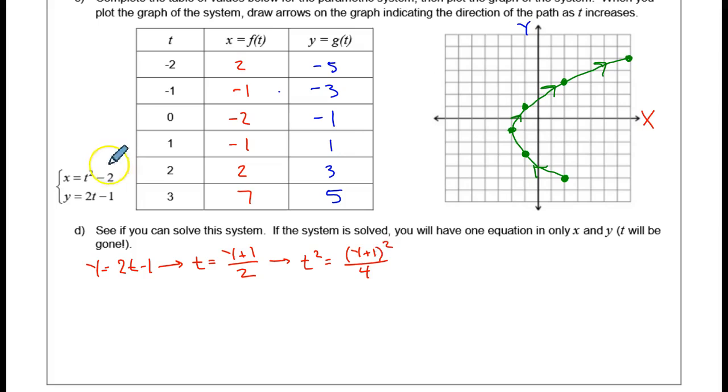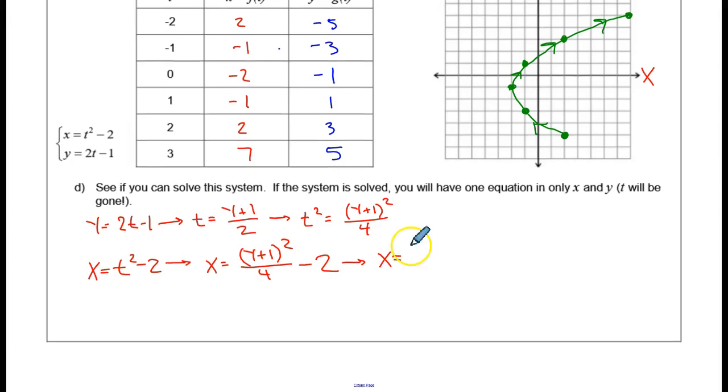So now what do we do? Well, we have this equation x equals t squared minus 2. Let me go ahead and plug in my expression for t. So if x equals t squared minus 2, that means that x equals (y plus 1) quantity squared over 4 minus 2. I'm going to write that in a slightly different format. I'm going to say x equals 1/4 of the quantity (y plus 1) squared, minus 2. Okay, so there's my answer. And folks, this is a sideways parabola, isn't it?